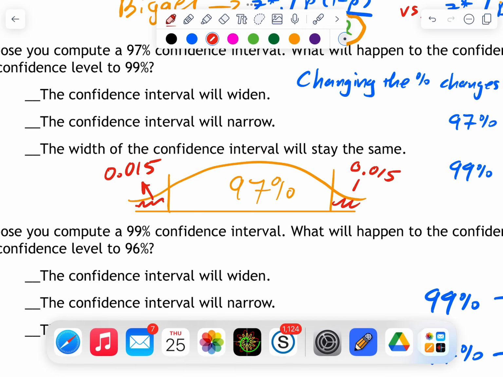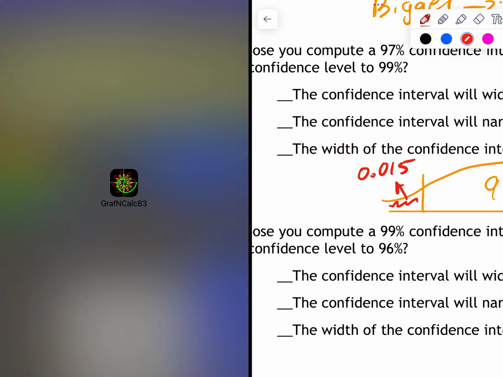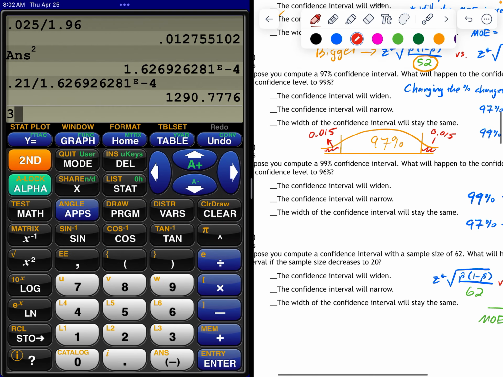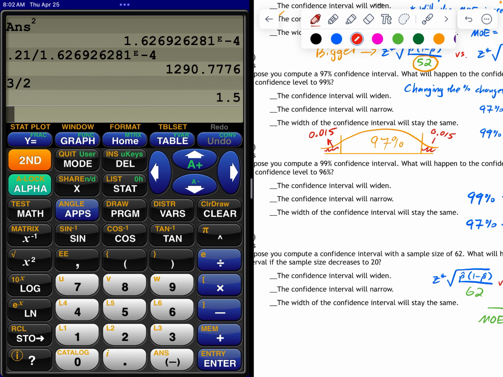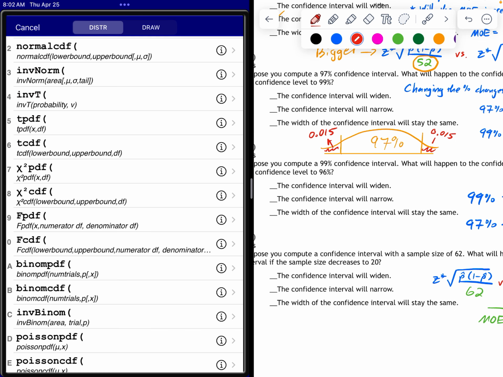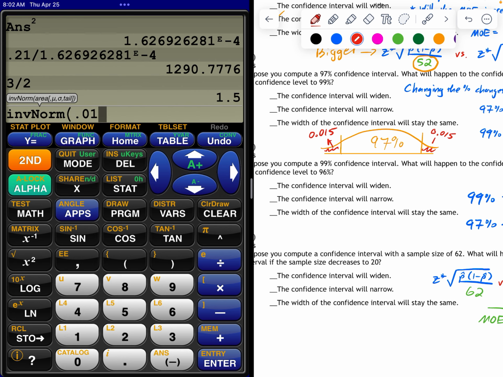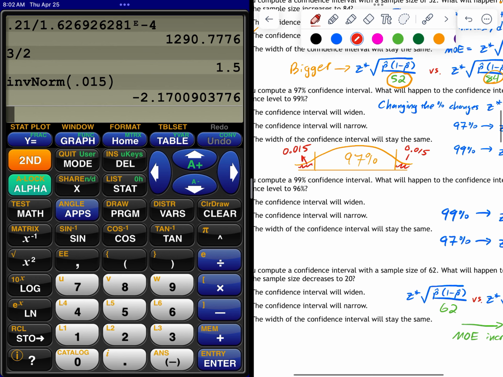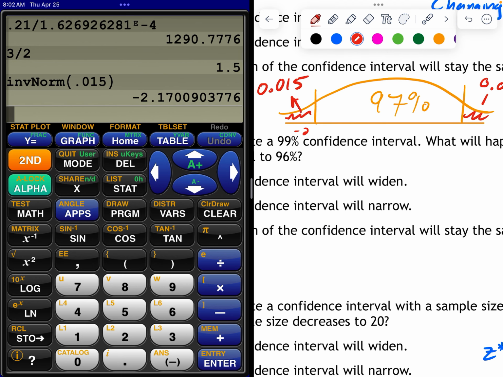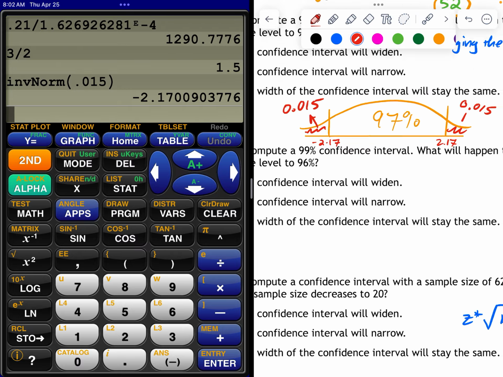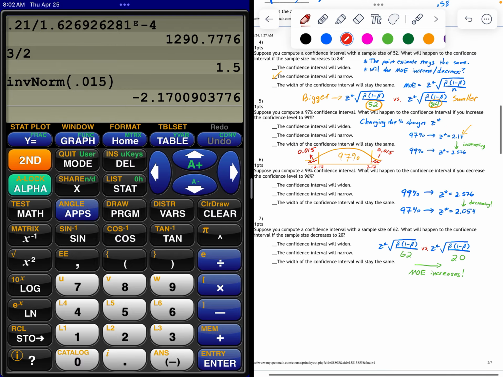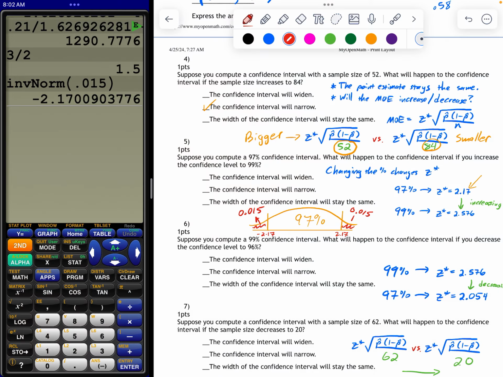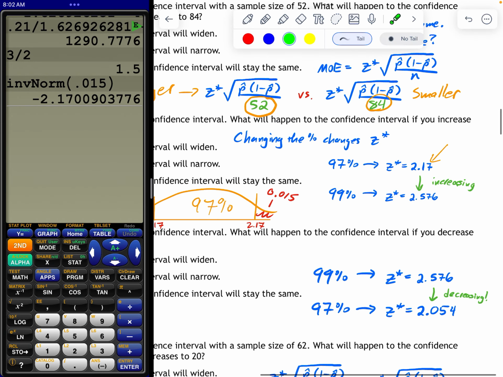Because, right, 3 divided by 2 is 1.5, and then I did that in percent. Then I did the inverse normal button for 0.015. And yes, it's negative. So this is negative 2.17 for my z-score, and this is positive 2.17. So that's where I came up with, if you're wondering, that 97%.